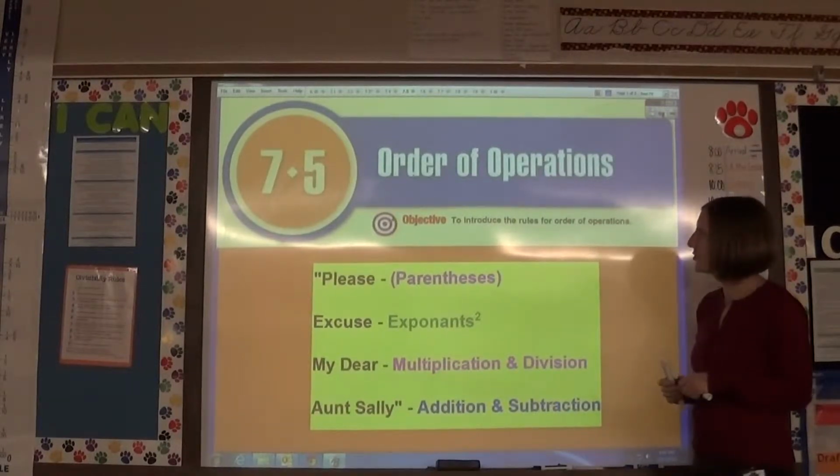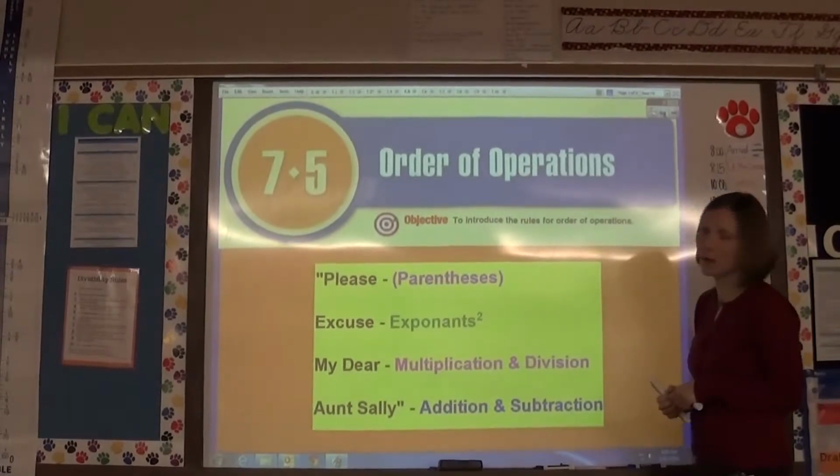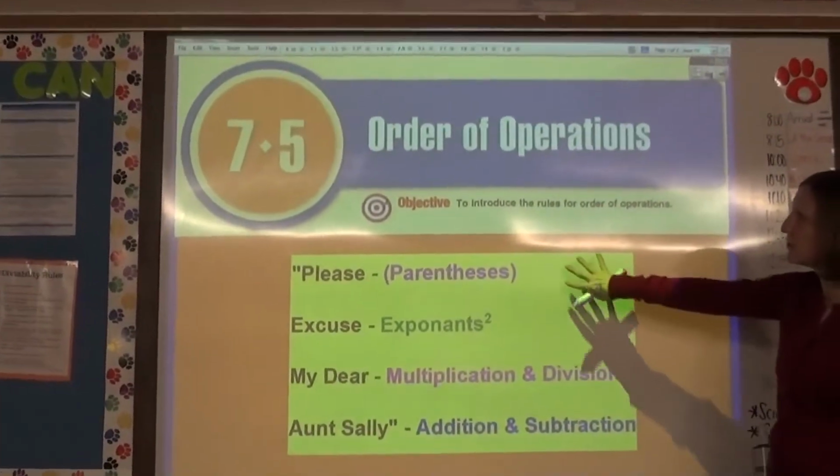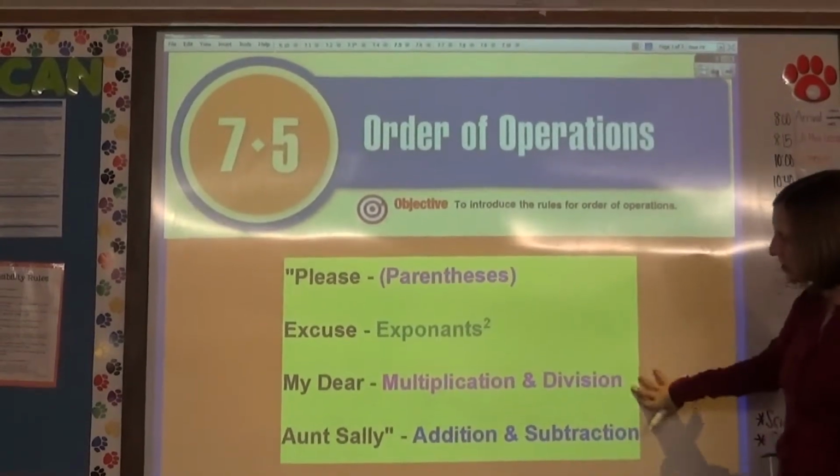Lesson 7.5 is order of operations. Our objective is to introduce the rules for orders of operations. We looked at this just briefly in our last lesson, but we're going to remember this: Please excuse my dear Aunt Sally.